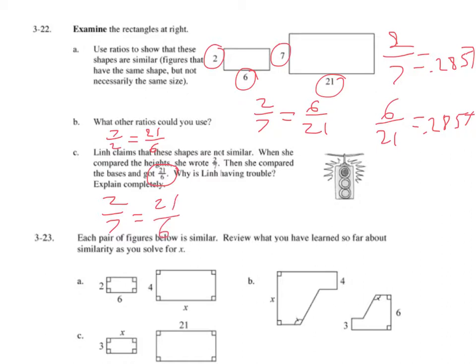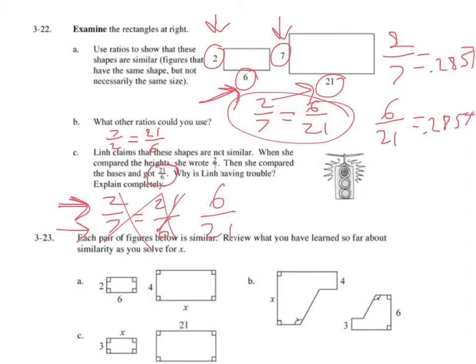Well, they would not be equal in that case. If you'll notice, we wrote the 2 on top and the 7 on bottom. The 2 comes from the smaller rectangle, the 7 comes from the larger one. If that's the case, the next ratio that we write has to start, just like the 2 started on top, the 6 has to be on top, 21 has to be on bottom. So we would have written that as 6 over 21, which is what we did right here.